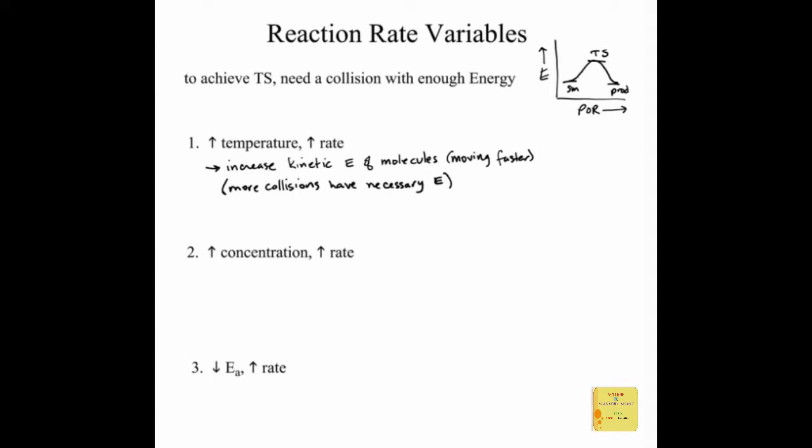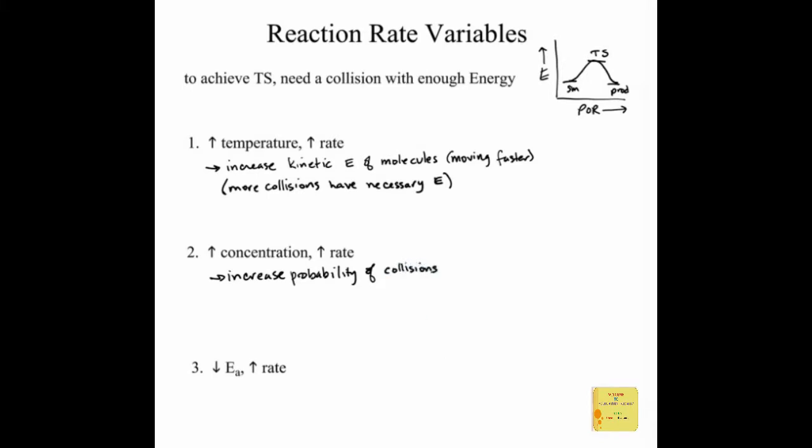Okay, another possibility is we can increase the concentration and we can increase the rate. We just saw on the previous slide how the rate expression shows the rate being proportional to the concentration of the starting material. So if we increase that concentration, you increase the rate. Now, how is that happening? What we're doing here is we're going to increase the probability of collisions.